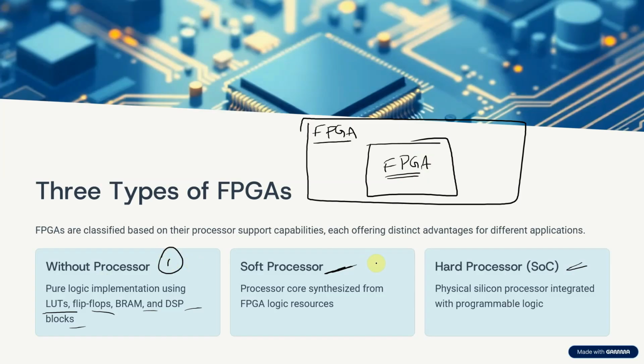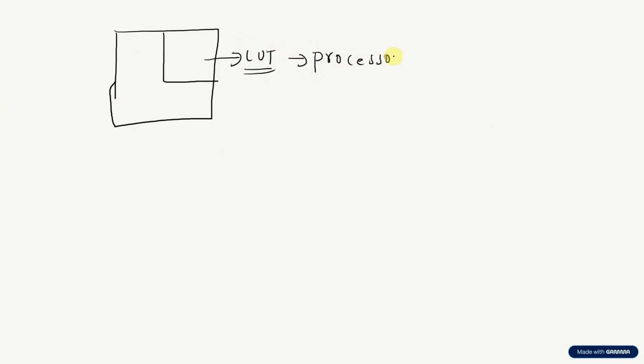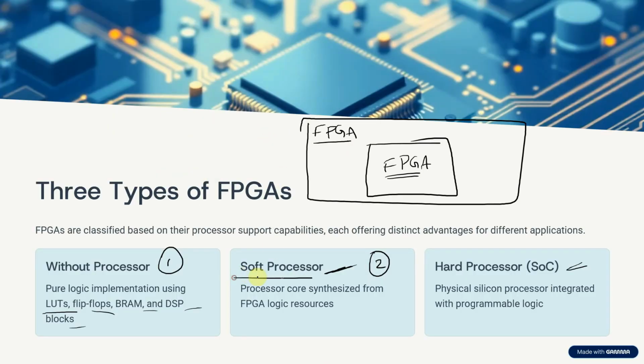This is one category. The second category is soft processor. Let me give you an example. Say I have an FPGA like this. Some of its LUTs are utilized for acting as a processor. We are not going to have an exact hardcore processor inside it, but some portion of this FPGA is utilized for acting as a processor. This type of FPGA is known as a soft processor.